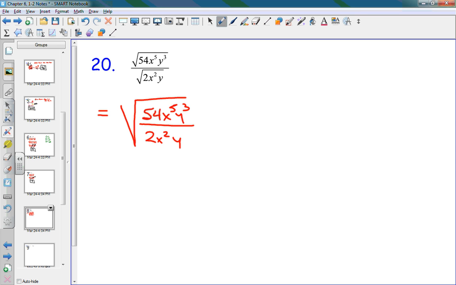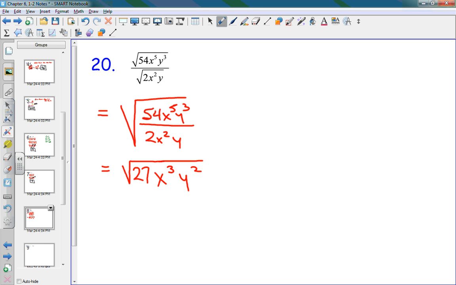Folks, what's 54 divided by 2? 27. Now, what do I do with exponents when the bases are attached by division? Subtract them. So what is 5 minus 2? So that gives me x cubed. What is 3 minus 1? Y squared. Do you remember that from back in the day?